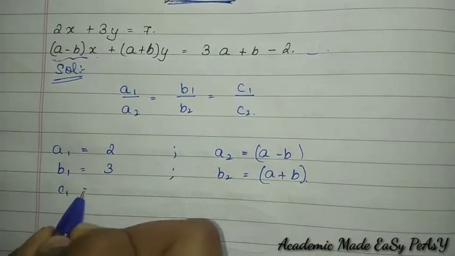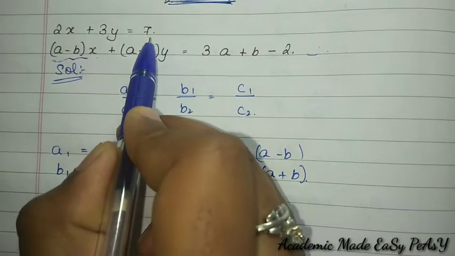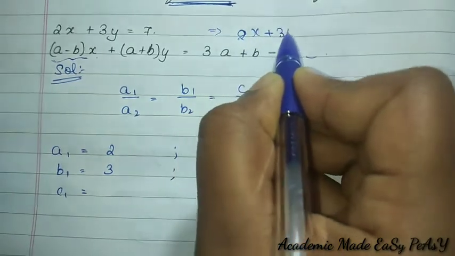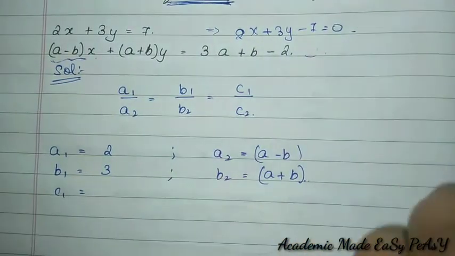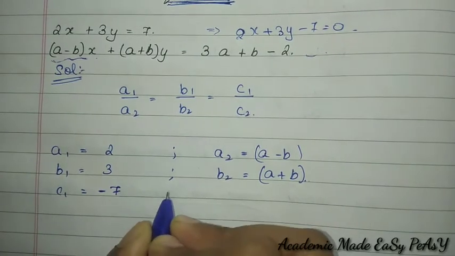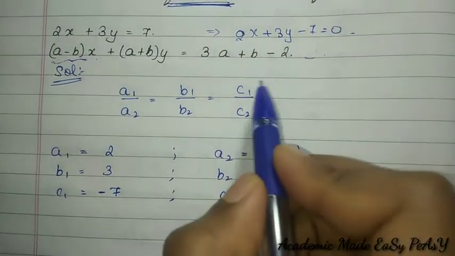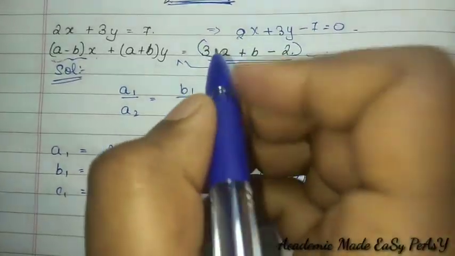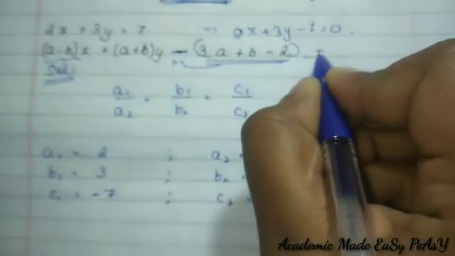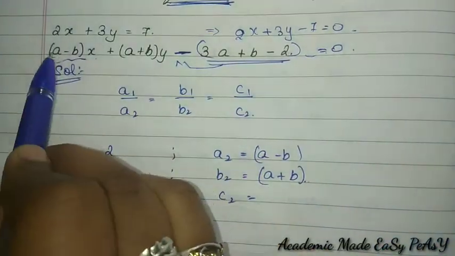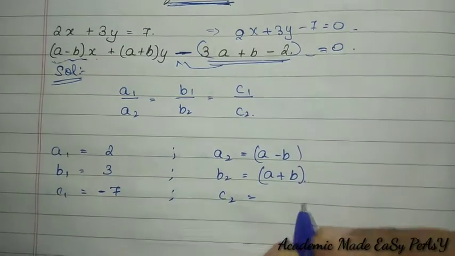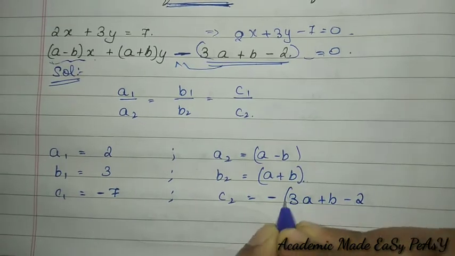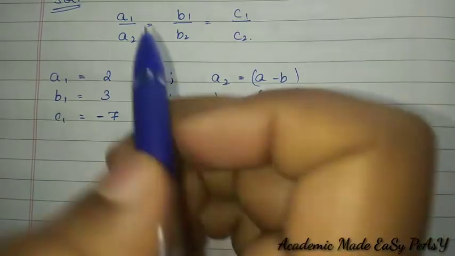Okay, so now C1, since this is not in the standard form, we can just write this as 2x plus 3y minus 7 is equal to 0. Okay, so this will become minus 7. So C2 also, here this entire term is constant. Okay, so if we take this to LHS, this will become minus and this is equal to 0. Okay, so this will be in the standard form. So what is C2 over here? Minus 3a plus b minus 2. This is C2.